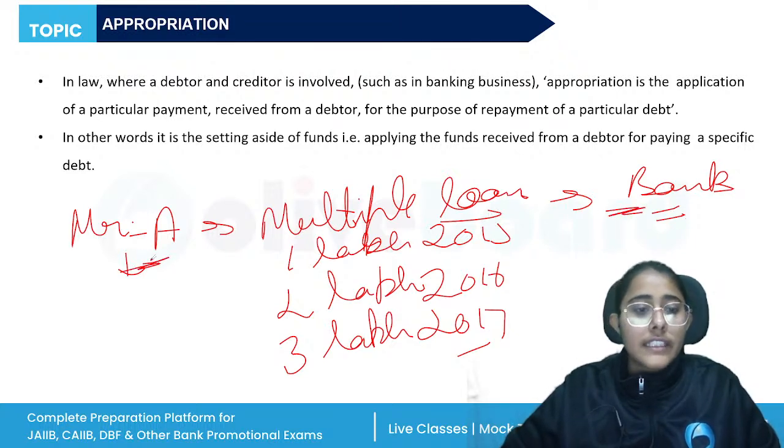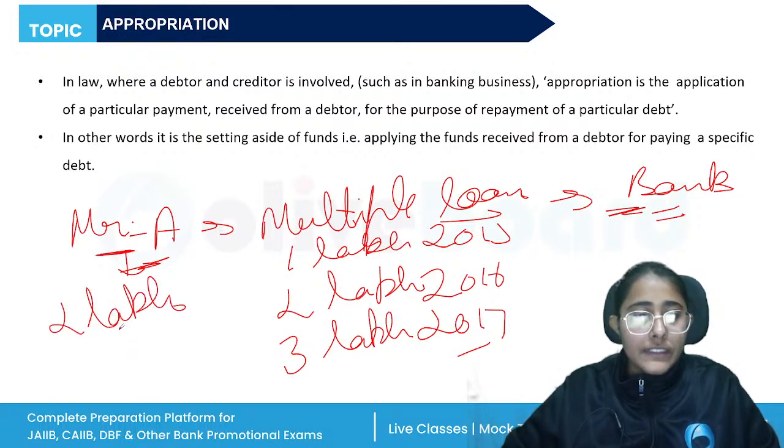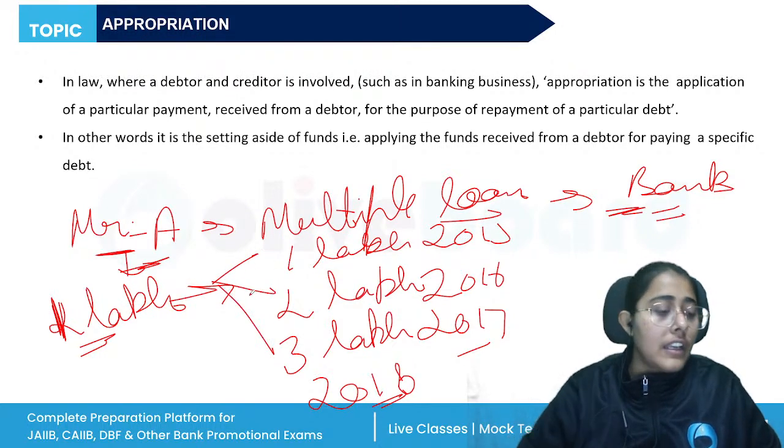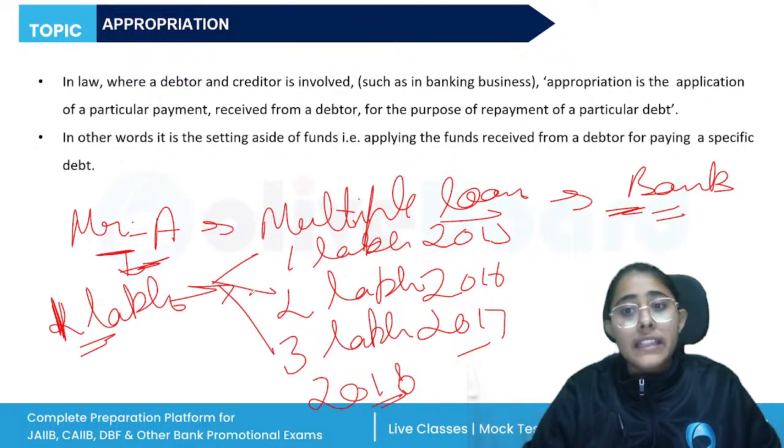Now if this borrower makes a payment of, let's say, 1 lakh rupees in the year 2018, they will have to state to which of these three loans the amount that is paid will be appropriated. That is the process of appropriation.